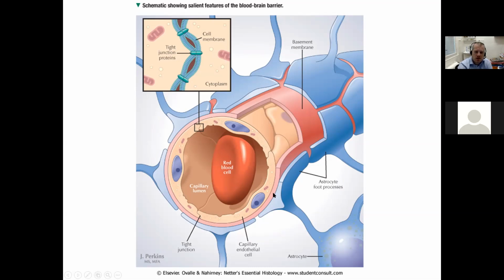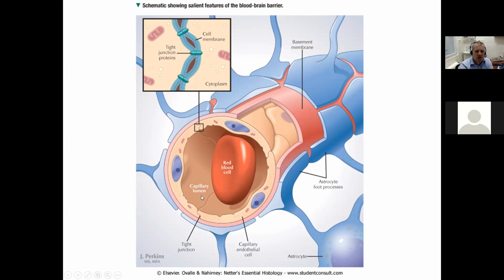The other layer is the basal lamina, which the endothelium sits on, and the third layer is these foot processes of astrocytes. As they make an almost complete envelope, it's called the limiting membrane of the perivascular glia. Okay, so that's the barrier. Why do we actually care?